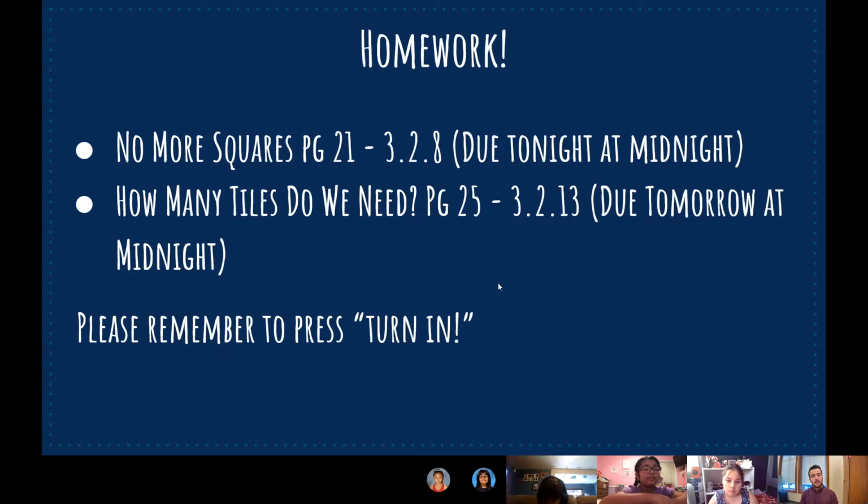Your homework, this class has been really good about turning stuff in. So if you already completed the no more squares, that first bullet, you don't need to worry about it. It's due tonight at midnight, though. If you aren't finished, please get that done and turn it in. And then the second bullet is what we are going to start today.